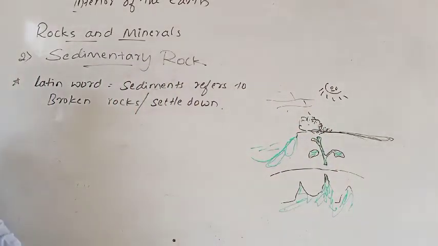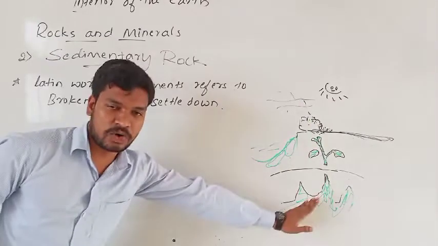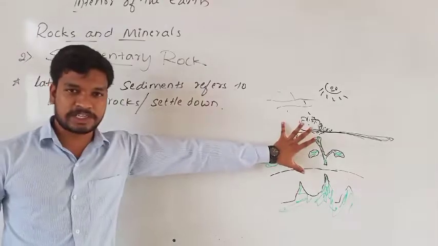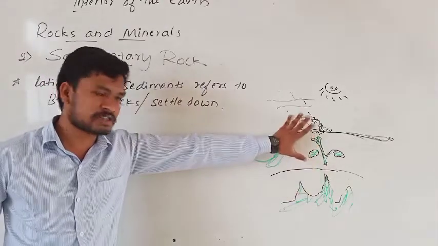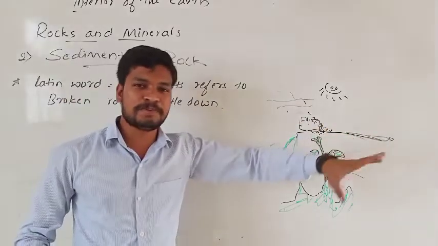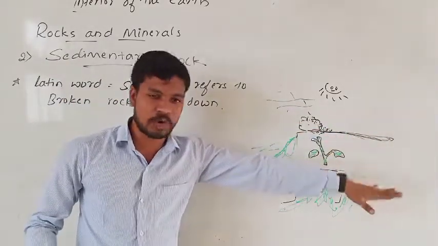Is that clear? I will write the points about all the sedimentary rocks in the next classes. I hope you understood this explanation about the igneous rock and the sedimentary rock. Sedimentary is nothing but broken pieces of a rock which settles down.